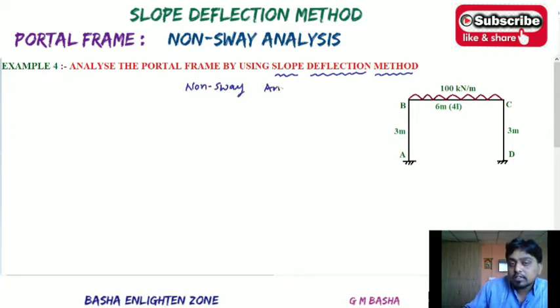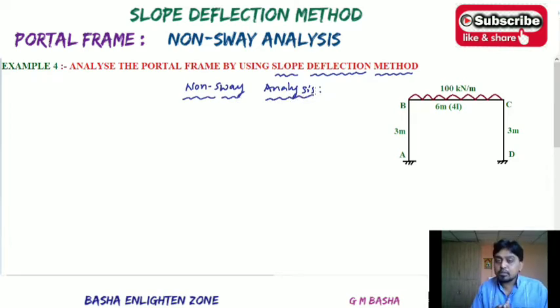Solving a non-sway analysis will be different for different types of problems, but this is the same as continuous beams. Already you know the procedure for how to solve continuous beams based on the slope deflection method. In the same way you can solve this model also. So always remember what our first step is. Our first step is to solve the fixed end moments.